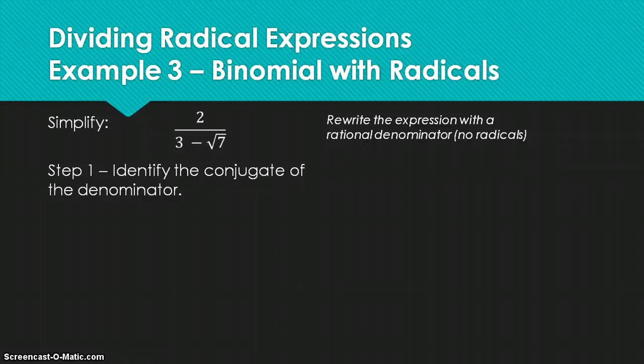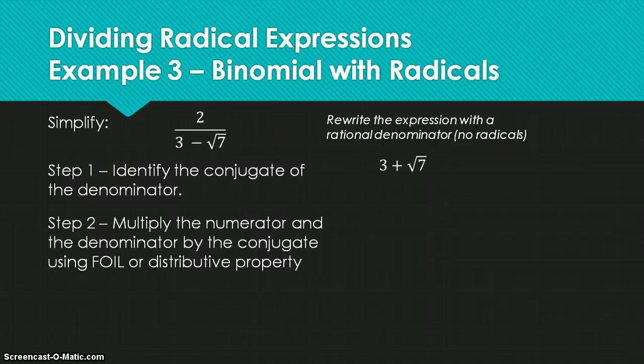Now remember our definition, the conjugate is the expression where the sign of the second term is different. You have the same first and second term, the sign just changes. So the conjugate of 3 minus square root of 7 would be 3 plus square root of 7.